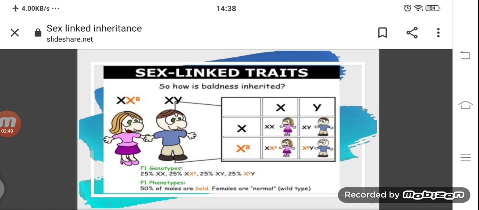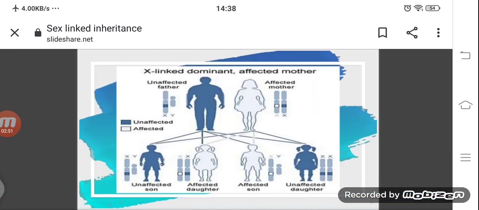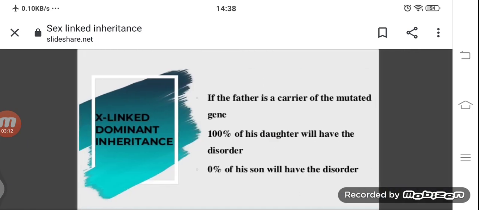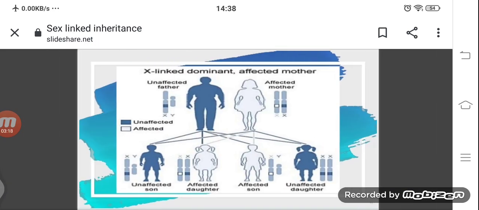So then X-linked dominant, with an affected mother, also showing the character. Unaffected son, unaffected daughter, affected son, affected daughter. Here also the mother is suffering from a genetic disorder, showing 50% affected and 50% unaffected. So in the case of the mother being affected, it's 50% affected and normal.